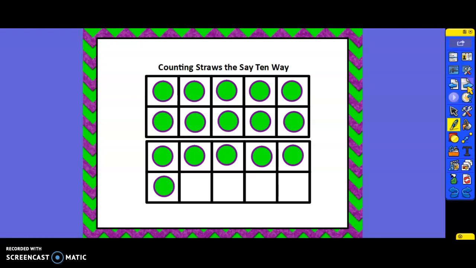Yes, 10, 6. We have a 10 frame filled, and we have 6 on the bottom in our second 10 frame. Ooh, look at that one. 10, 9. 10, 8.